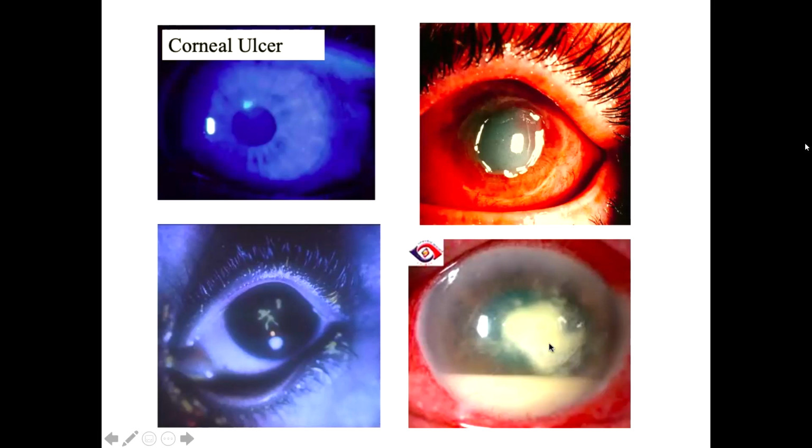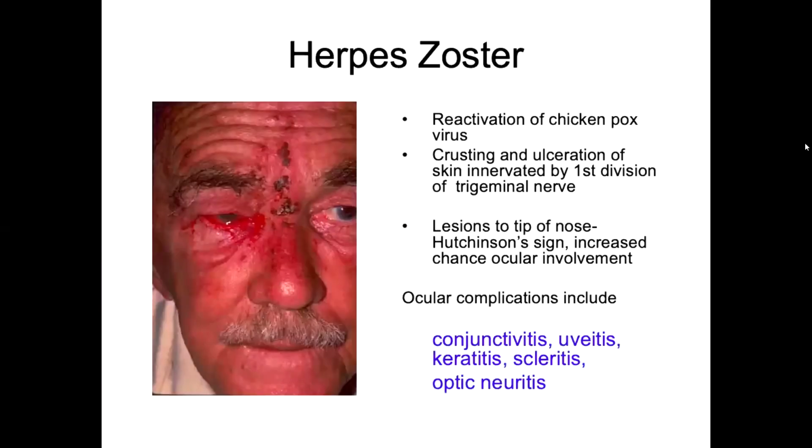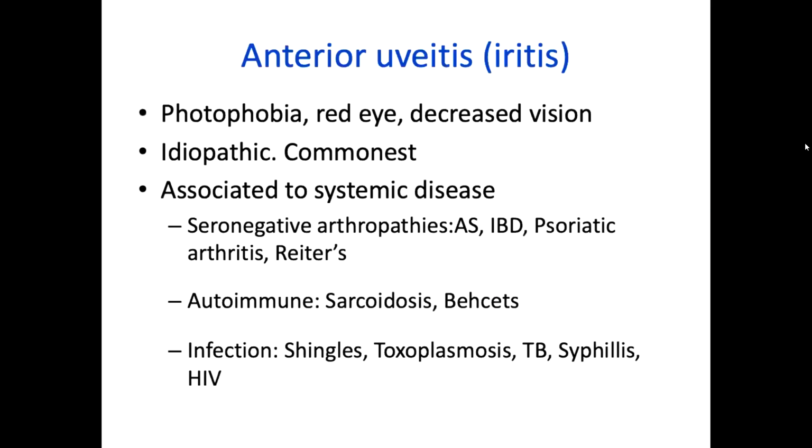This is the ulcer. It has perforated. Okay, almost perforated. And this is the hypopyon. Okay, so learn about that also. These are some more ones. This is herpes zoster.